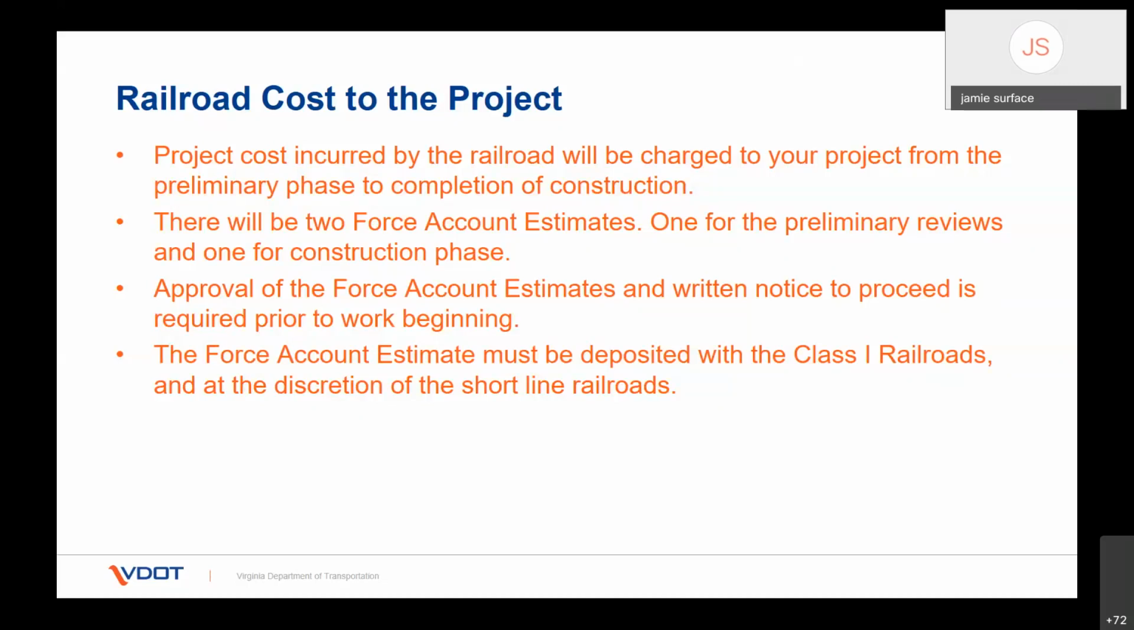Typically with force account estimates for localities, that has to be deposited with the Class 1 railroads. It's at the discretion of the short line. Some of the short lines you don't have to, but typically the full estimated amount has to be deposited with the Class 1 railroads for locally administered projects. Next, please.